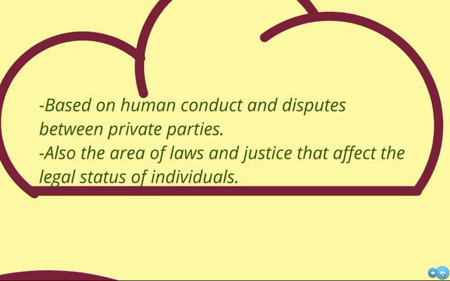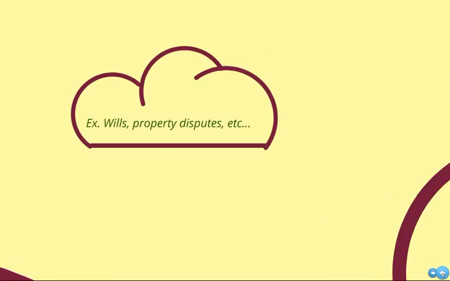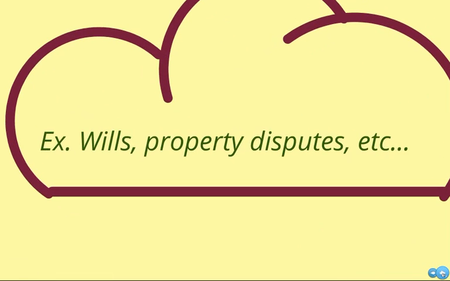Now, there is a type of law that is called civil law also that is not just based on disputes between parties, and that's the law that affects the legal status of individuals. So if you are in our country without documents or with expired documentation, then you are violating this civil law. So that's also a different type of civil law. But typically when we're talking about civil laws, we're talking about those disputes between private parties. And so we're talking about things like wills, property disputes, divorce, things of that nature. That's what we're talking about when we're talking about civil laws.